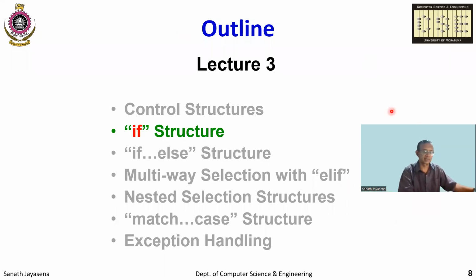So let's discuss now, having discussed control structures. In this lecture, we are going to focus on the selection structure and how that is supported in Python. Under that, the first thing is the if structure. So let's proceed to that.